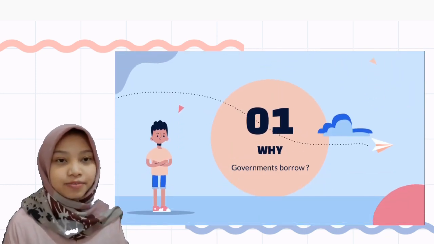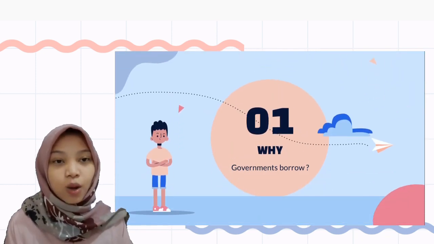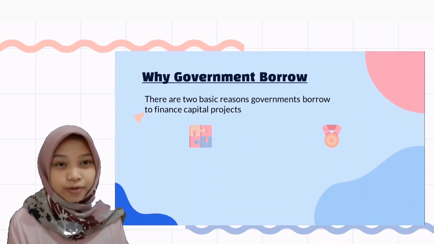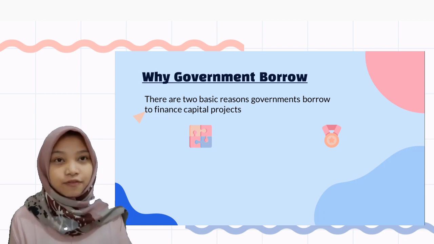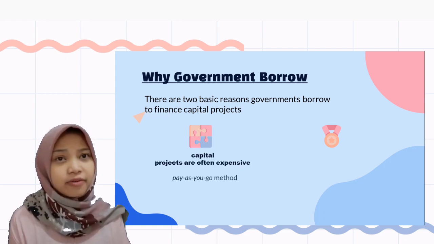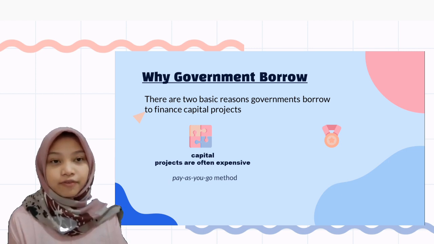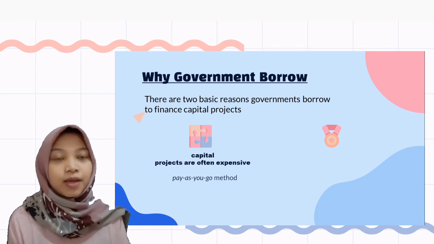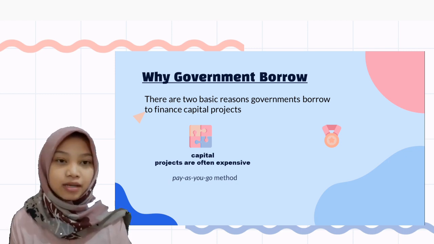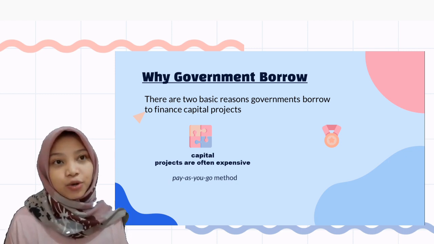Now, we discuss learning objective 1, why government borrows. There are 2 basic reasons why government borrows to finance capital projects. First, capital projects are often expensive, so governments are unable to pay for them from existing funds likely. Paying for capital projects directly from existing funds is commonly known as the pay-as-you-go method.